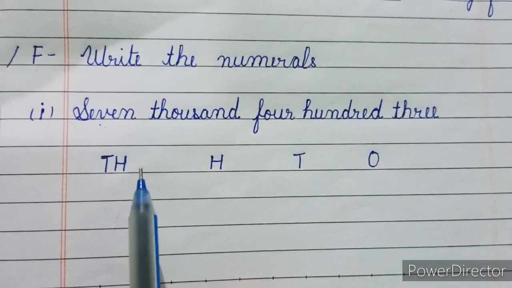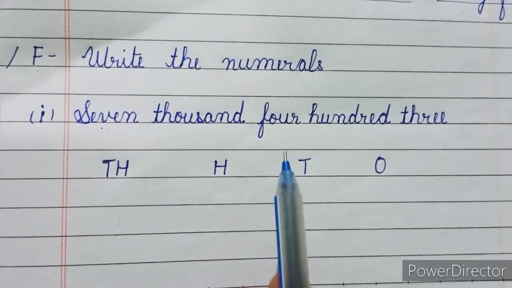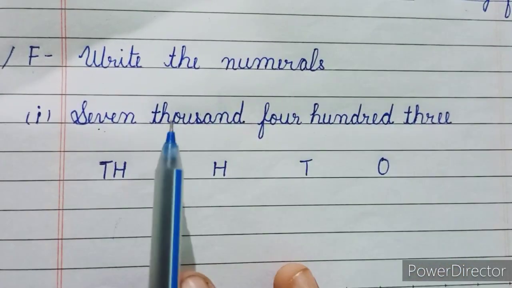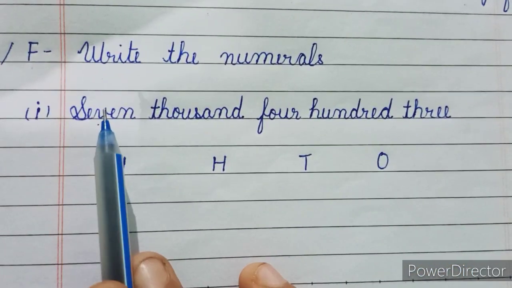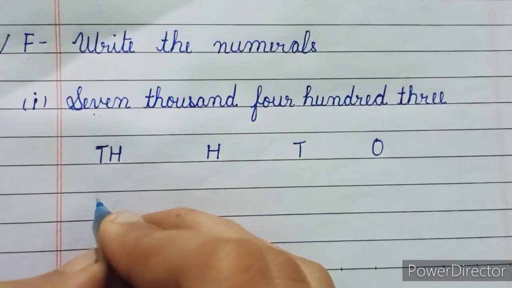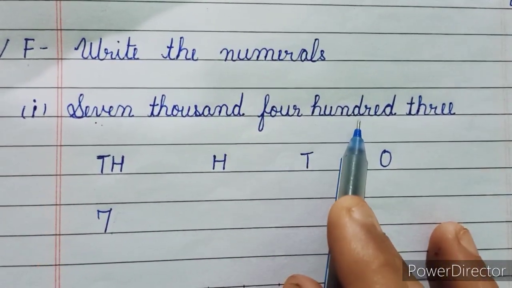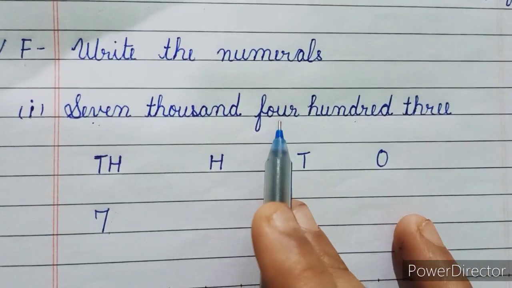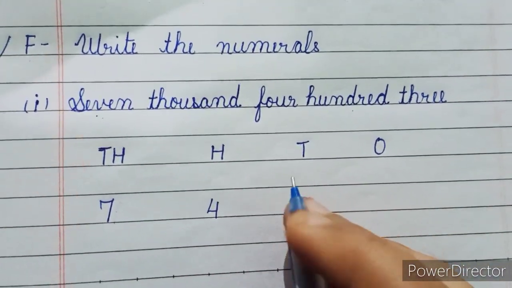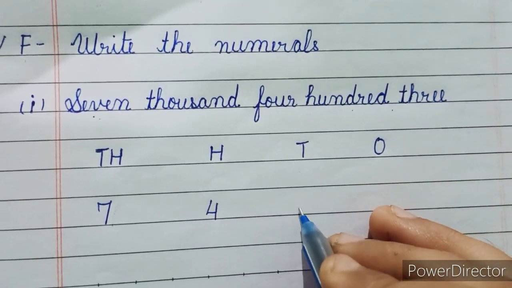Children, first of all, we will write thousands, hundreds, tens and ones, so that we can write numerals easily. Okay? So here it is written 7,403. Tell me, which number is in the thousands place? Yes, 7. So first we will write 7. Okay? Now tell me, which number is in the hundreds place? 4. So we will write down 4 in the hundreds. See here, there is no tens. So we will write 0 below it.